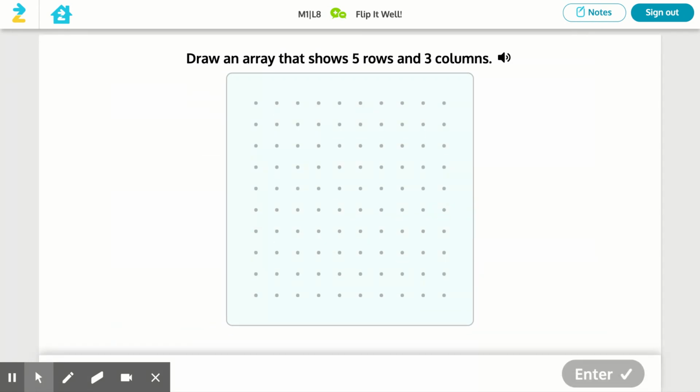All right. And so first I'm going to start by drawing an array that shows 5 rows and 3 columns. So I'm going to draw an array and it's going to have 5 rows and 3 columns. So I'm first going to model my rows. 1, 2, 3, 4, 5. And because I have 3 columns, that also tells me that there are 3 counters in each row. So I'm filling in my array now.